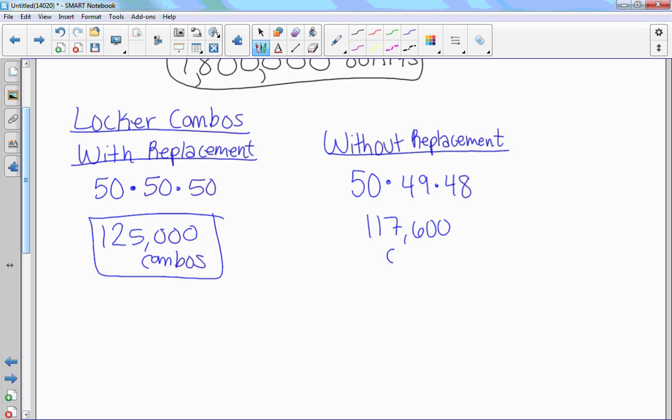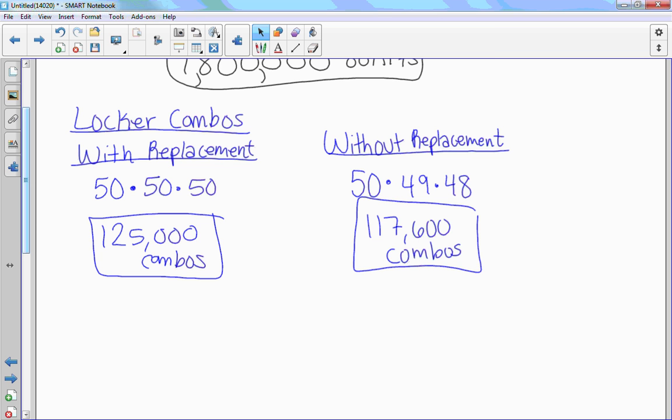Good. So without replacement, it should be less because you're taking away some options. But now do you think we probably have two locker combos in the school that are exactly the same? It's possible. We only have about 3,000 lockers. So if we're able to make 117,600, probably a good chance we don't have some duplicates. Okay, that's one counting principle. Does that make sense? 50 to the third power. Yep, exactly. Okay, now on the next page, we're going to use the skills.